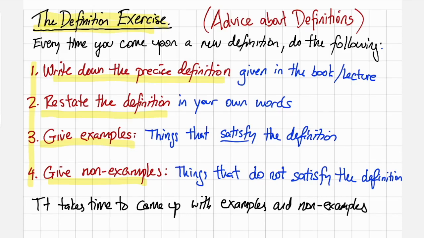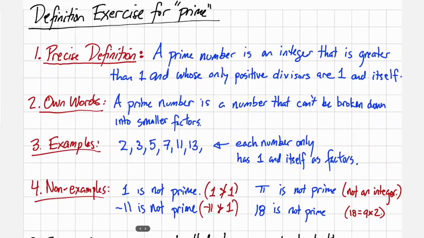So let's say we wanted to do the definition exercise for the word prime. Well, we have a precise definition. If we go back, we see a prime number is an integer that is greater than 1 and whose only positive divisors are 1 and itself. That's copied directly from an earlier slide. Now we need to put that into our own words. A prime number is a number that can't be broken down into smaller factors. Then we come up with some examples. So 2, 3, 5, 7, 11, 13, all of those numbers, they only have 1 and itself as a factor.